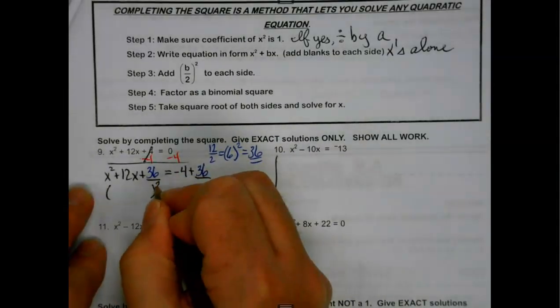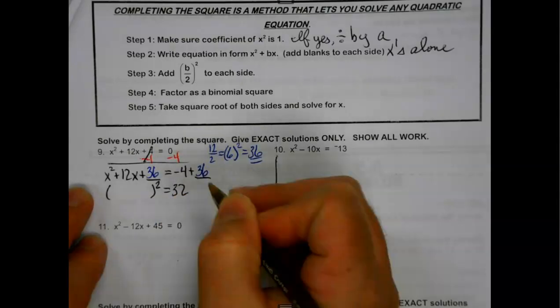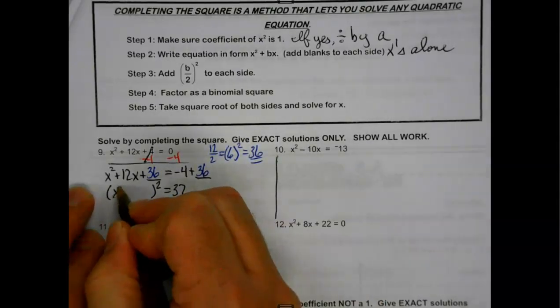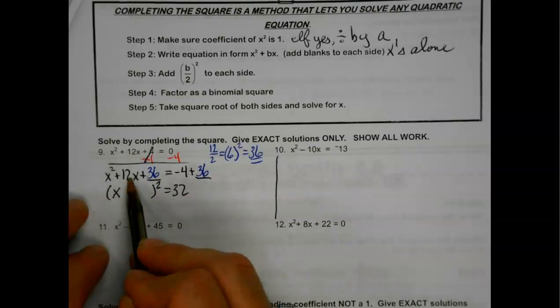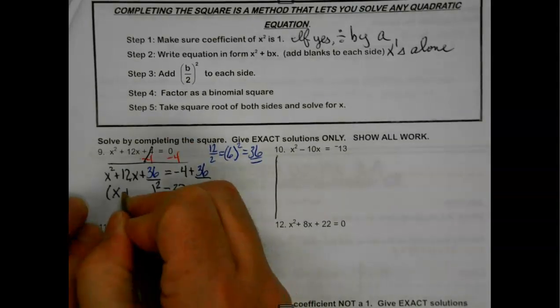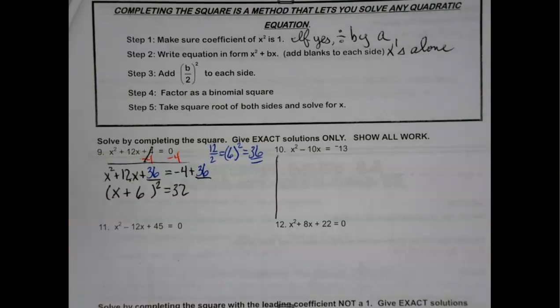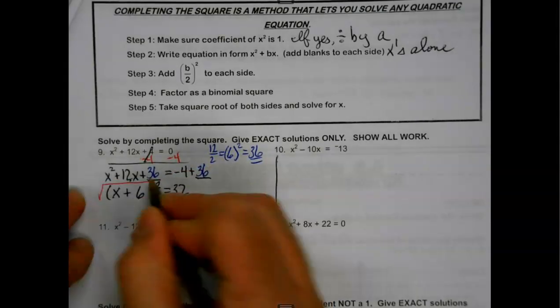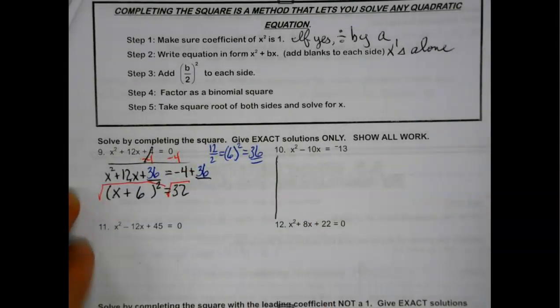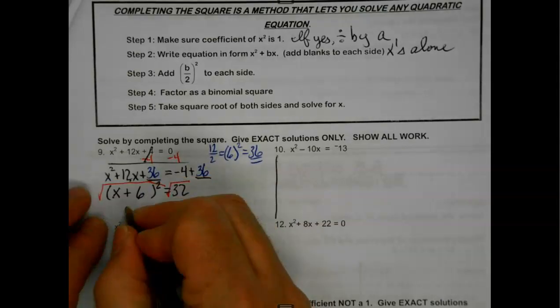Factor as a binomial square, x. You're like, well, what goes there? What's half of b? Half of 12 is 6. So just take half of your b term. That's all you're going to do. And now it looks just like the ones that we were doing at the start of class. And now it's the same thing. Now we're just like, whoop, whoop. Let's finish this bad boy off.